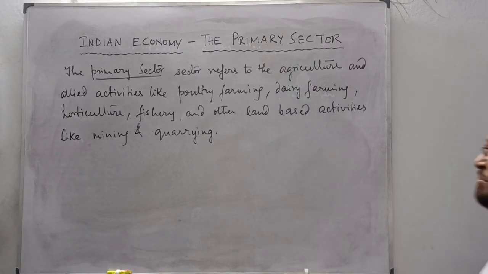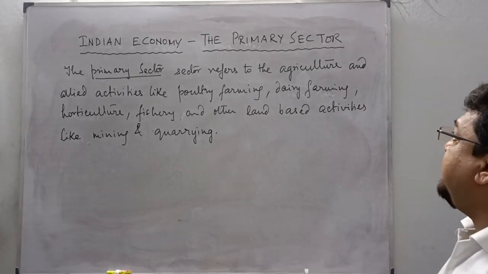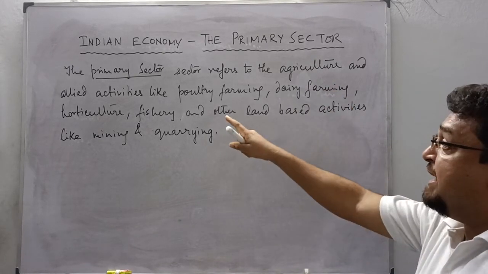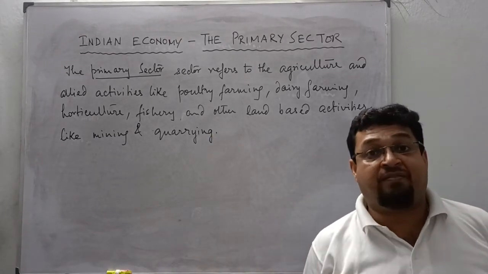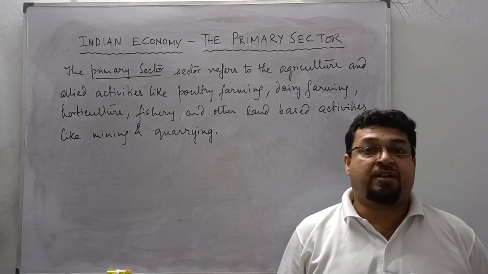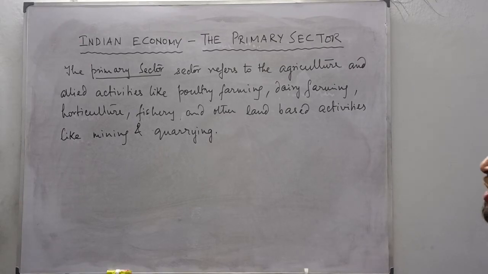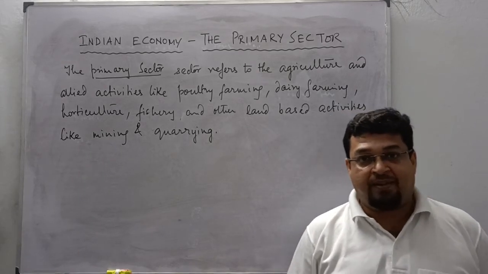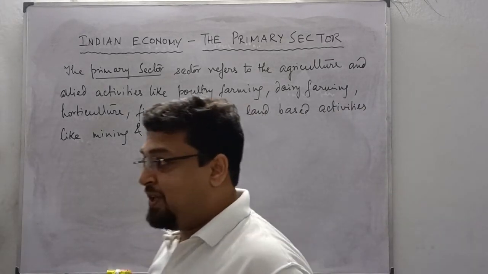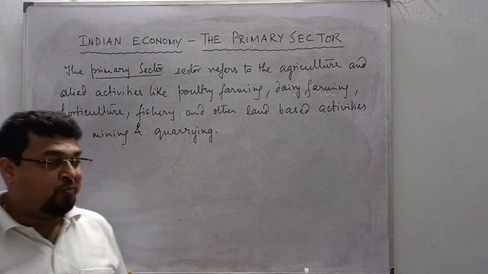Now we come to the definition of the primary sector. The primary sector refers to agriculture and the allied activities, and allied activities means activities associated with agriculture, like poultry farming, dairy farming, horticulture, fishery, and other land-based activities like mining and quarrying. There are a few names you are familiar with, and you may not be familiar with one or two words; we will take them one by one.